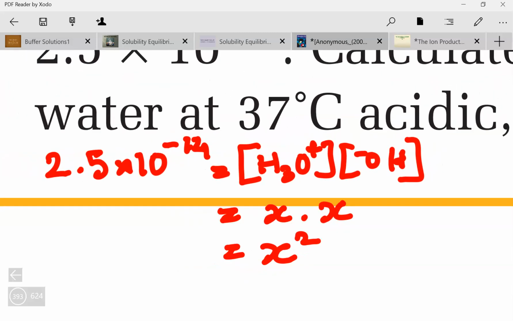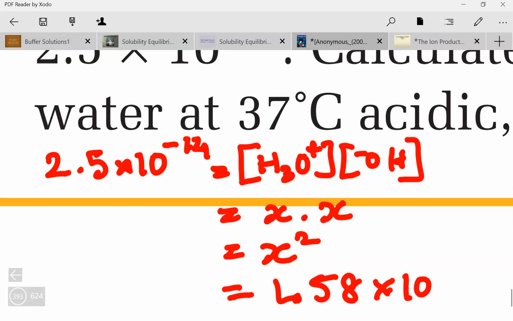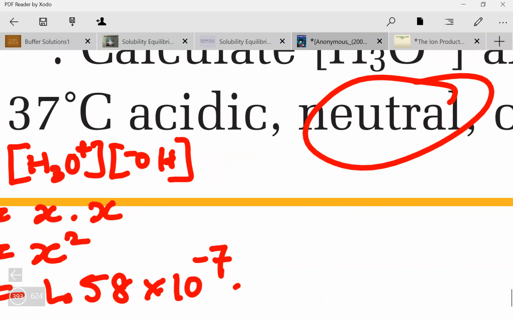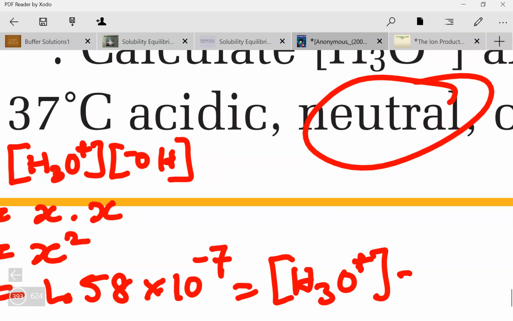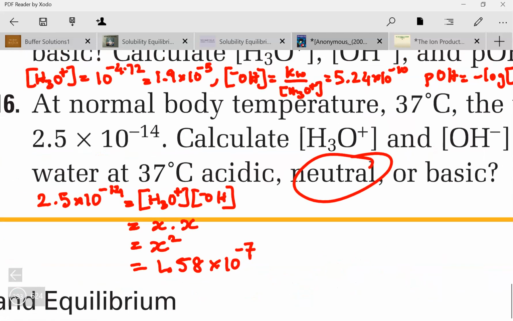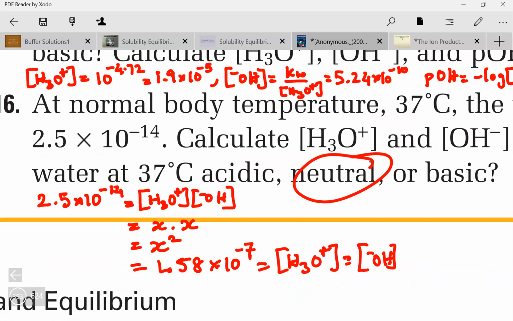And we just do square root of 2.5 times 10 to the power of negative 14, which is about 1.5 times 10 to the power of negative 7. And that is equal to both the H3O plus concentration and the OH minus concentration. So both of those are equal to that number, and it's a neutral solution.